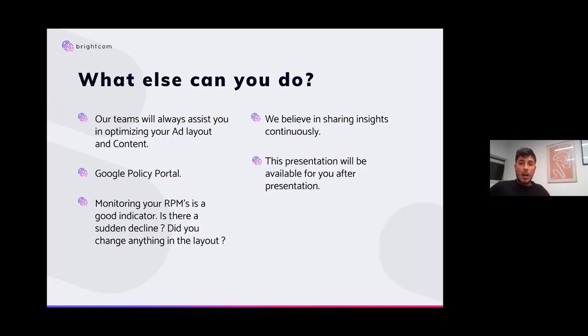Then we have monitoring your RPMs. If you're having consistent RPMs and you see that from one day to the other or from a week to the other, the RPMs have really plummeted, this can mean that there must be some correlation with your website. So you should think to yourself then, have I changed anything in my layout? Is there something different about the content that I'm posting on the website? What can be different, in other words, what differences have you implemented, what is new on your website that could have caused this change in RPM? So this is always something that you need to think about.